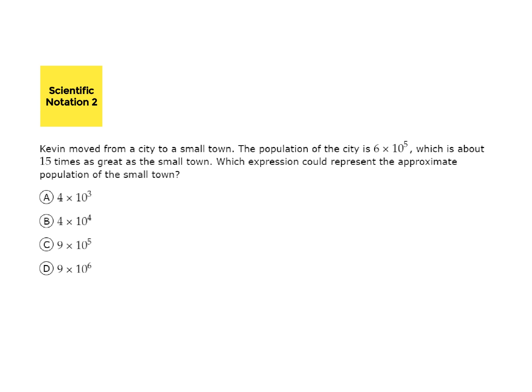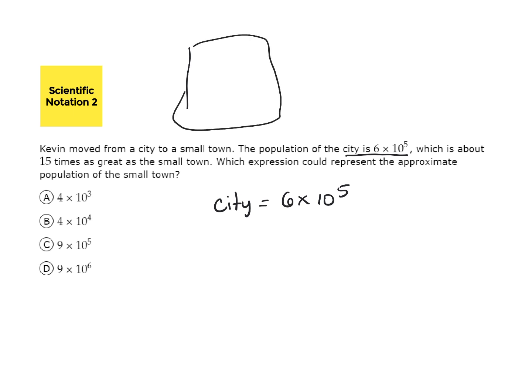Kevin moved from a city to a small town. The population of the city is 6 times 10 to the 5th, and it's about 15 times as big as the small town. Imagine your big city, all these different people live in your city, and here's your little tiny small town. How many times will I need to multiply that small town to get to the city? We'd have to multiply that small town 15 times.